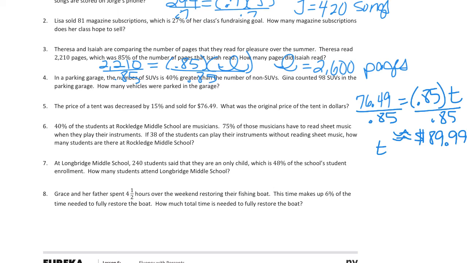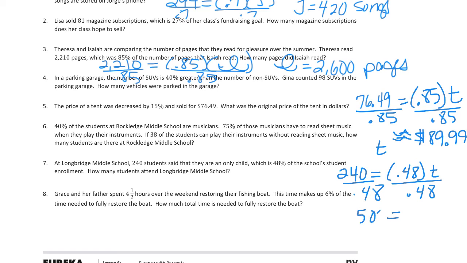Number 7, at Longbridge Middle School, 240 students said they are an only child, which is 48% of the school student enrollment. How many students attend that school? So 240 is equal to 48% of the total enrollment. Divide both sides by 48, and the total enrollment is 500 students.